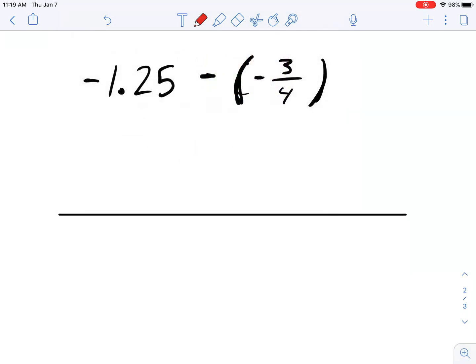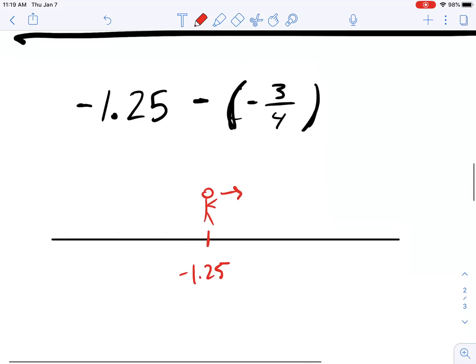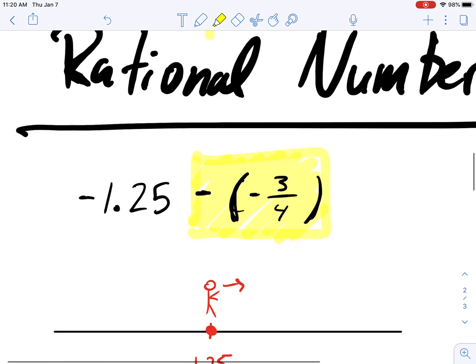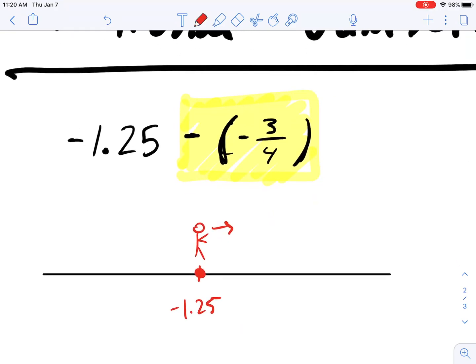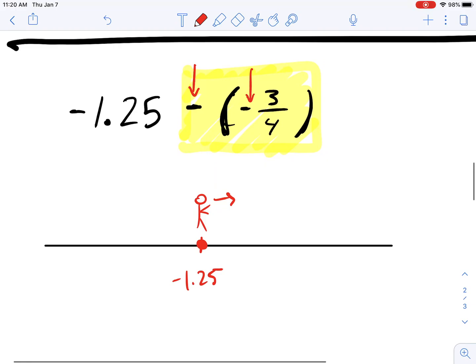So the first thing we need to do is figure out which way we're facing. Remember, you start at the first number. So let's start at negative 1.25 on the number line. And here's our person, we're facing forwards. We look at everything that happens after the first number, and we need to ask ourselves, how many negative signs do we see after the first number? So here we have 1, and here we have 2. Remember, subtraction signs and negative signs are the same thing now, okay? So we have 2 negative signs.